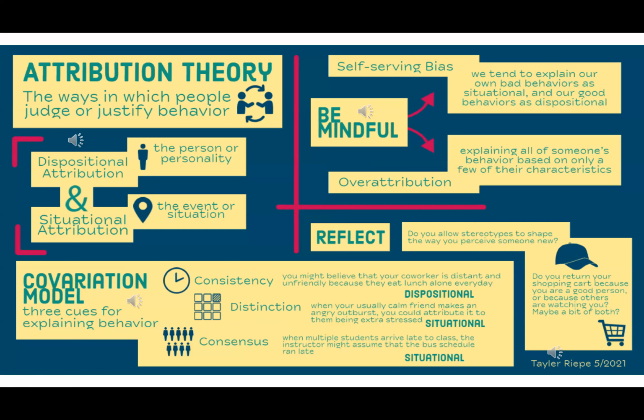This is my infographic on attribution theory, which is the conscious and unconscious ways in which we explain the behaviors of ourselves and of the people we encounter. There are two ways of categorizing these attributions, internal and external, otherwise known as situational and dispositional. Disposition refers to the internal factors which may dictate behavior, such as personality. Situational refers to the external factors which may dictate behavior, such as where the event is taking place and under what context.